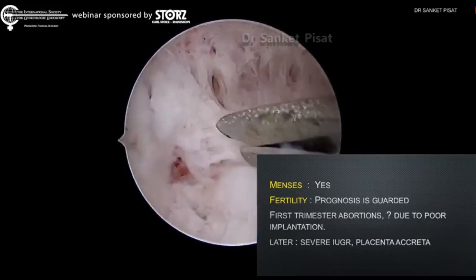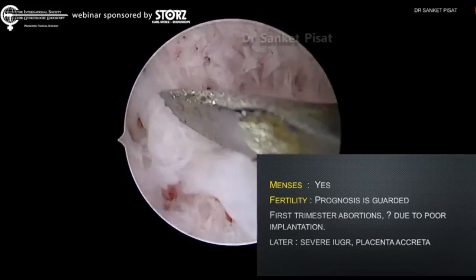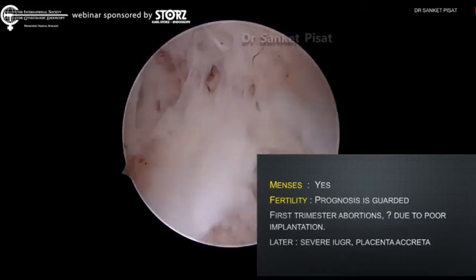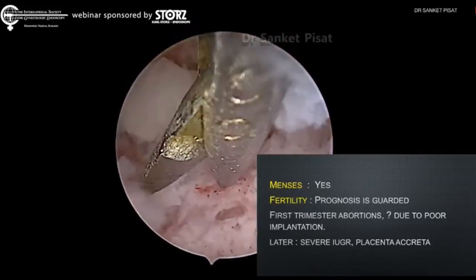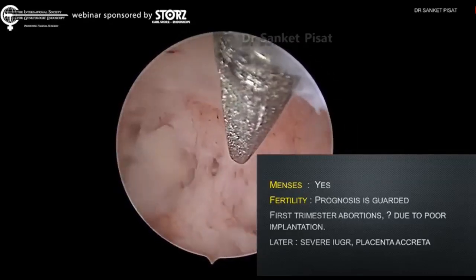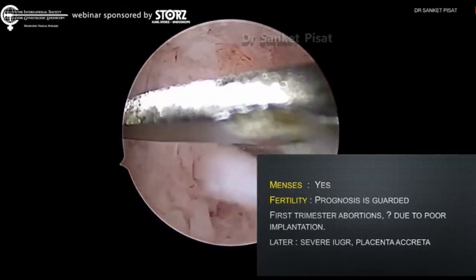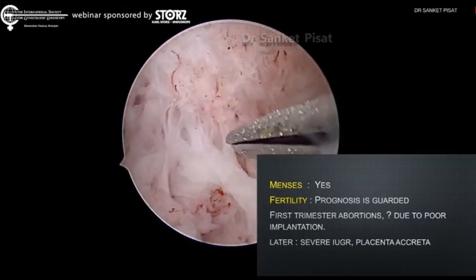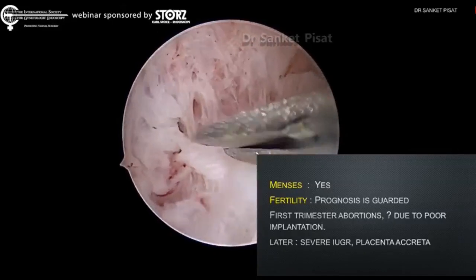What about the prognosis for future menses? That is quite good. Patients do get their periods back, but as far as fertility is concerned, the prognosis is guarded. First trimester abortions are common, probably due to poor implantation, and those patients who do make it to later pregnancy have IUGR, severe IUGR, and sometimes even a morbidly adherent placenta.